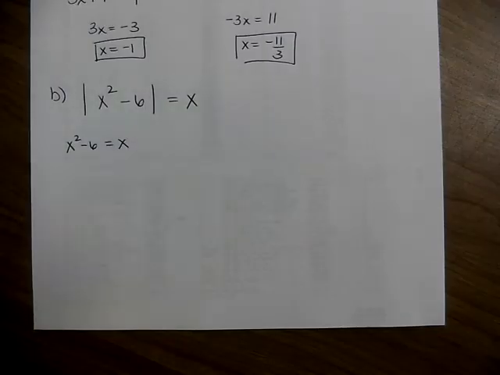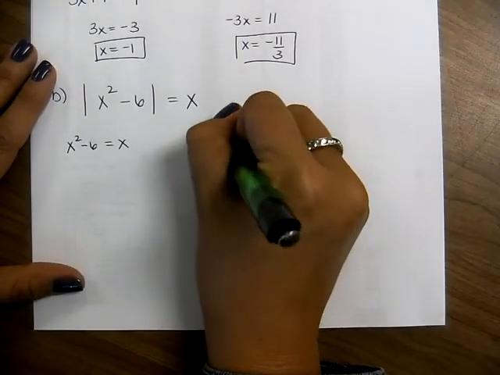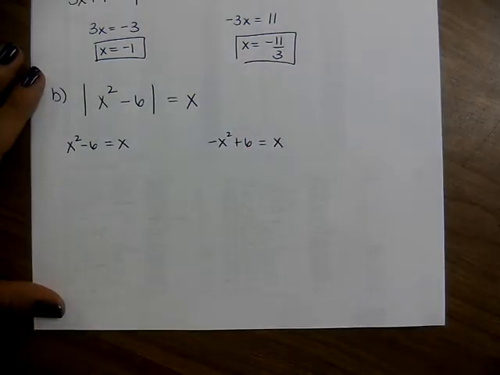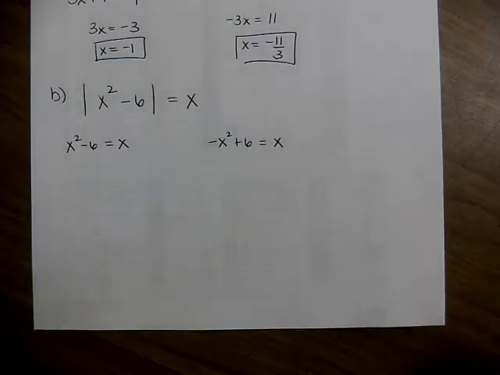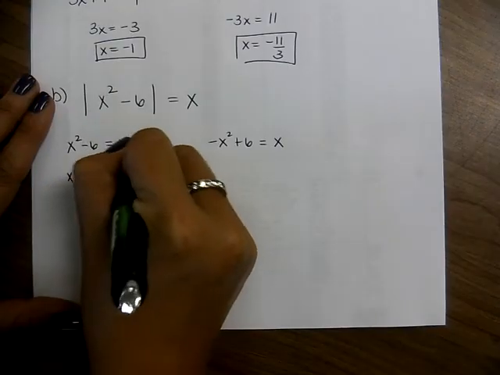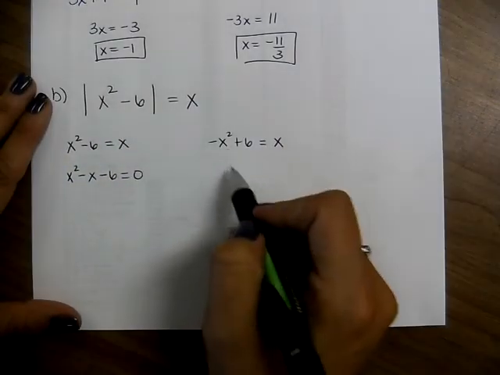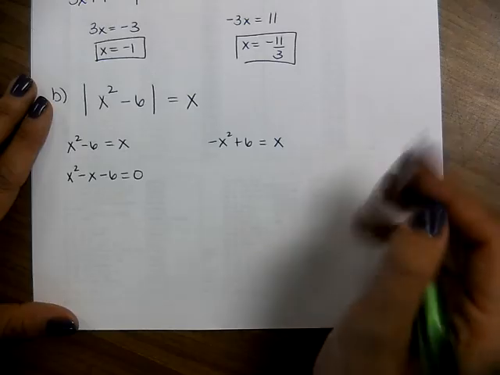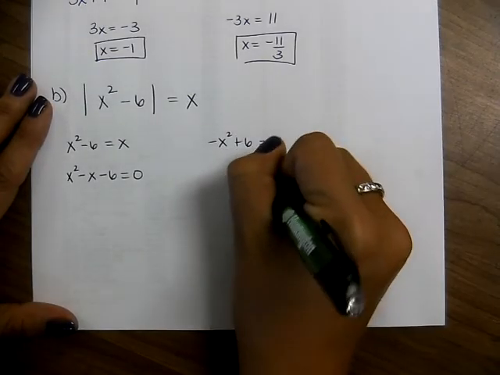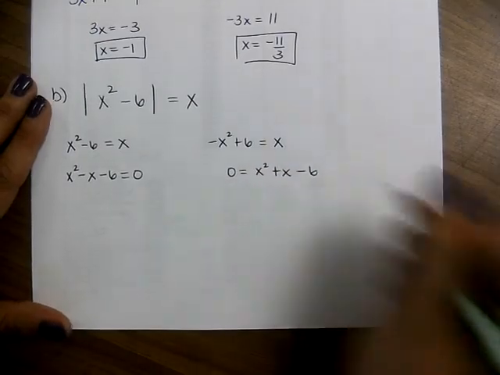The second one, you can either change the inside signs or you can change the outside. It'll come out the same. I'm going to change it inside. So I have negative x squared plus 6 equals x. So this is a case where I have a higher degree than 1, so I need to get everything to one side and try to factor. So I have x squared minus x minus 6 equals 0. Here I'm going to bring the x squared over to the right side instead. I don't like a negative x squared. So I have 0 equals x squared plus x minus 6.